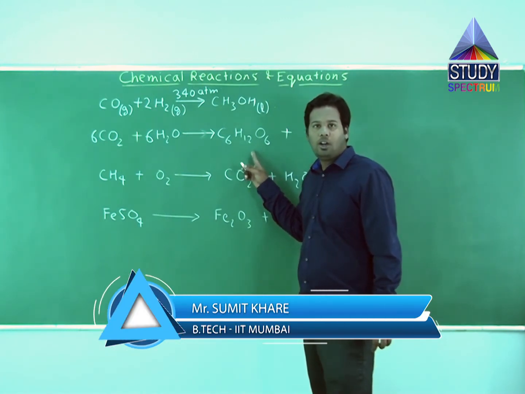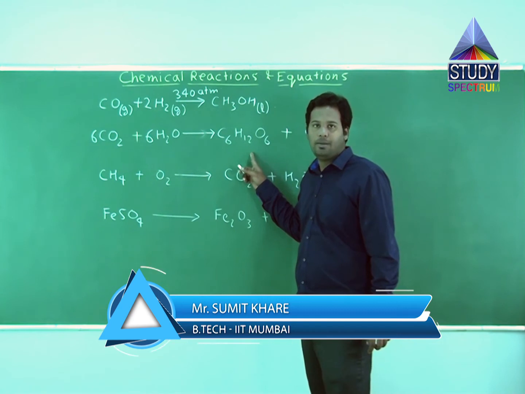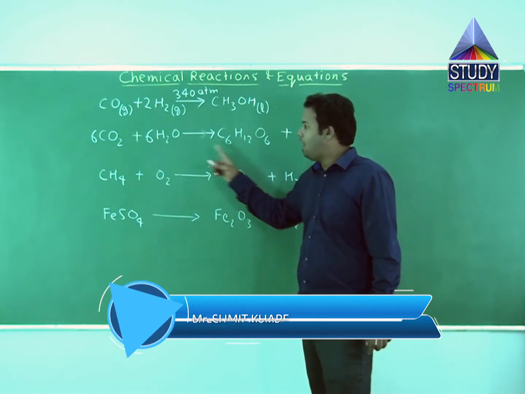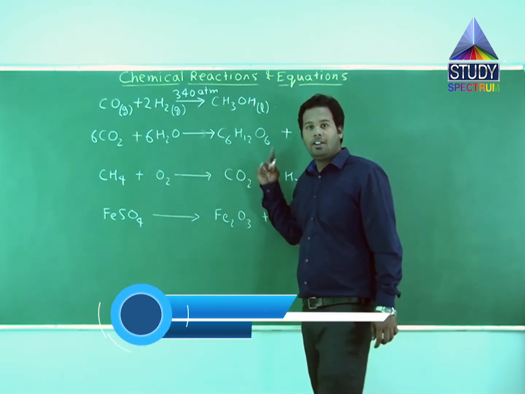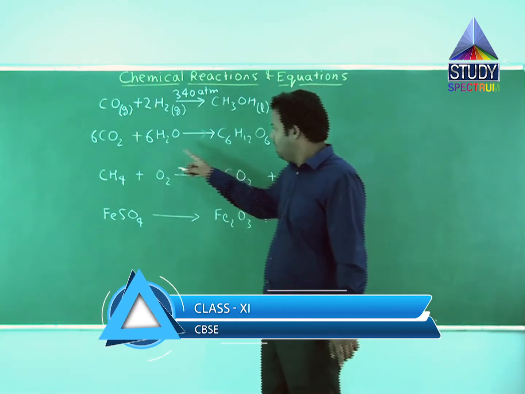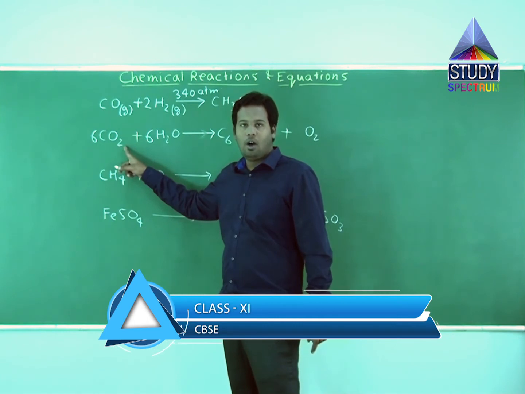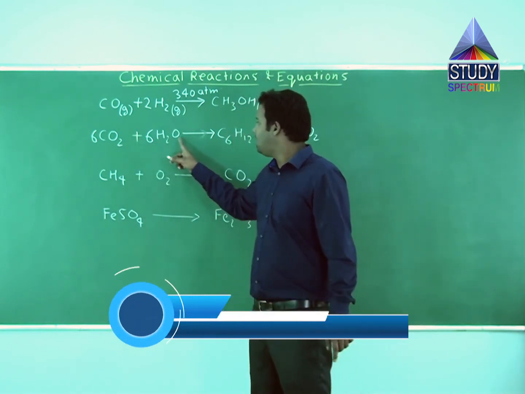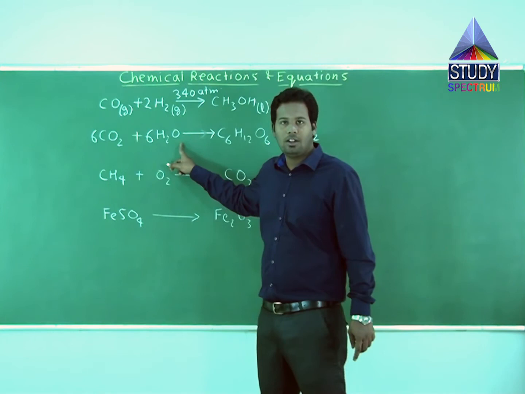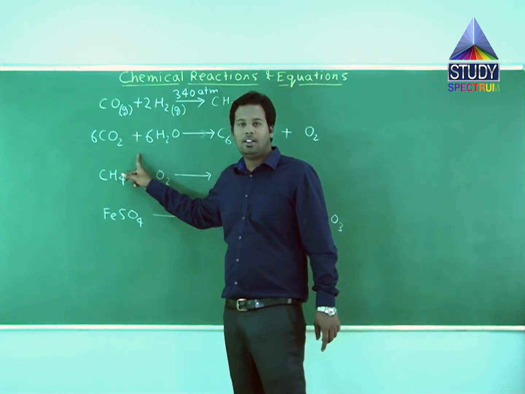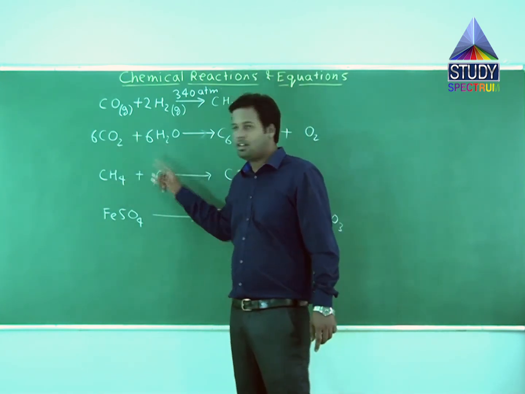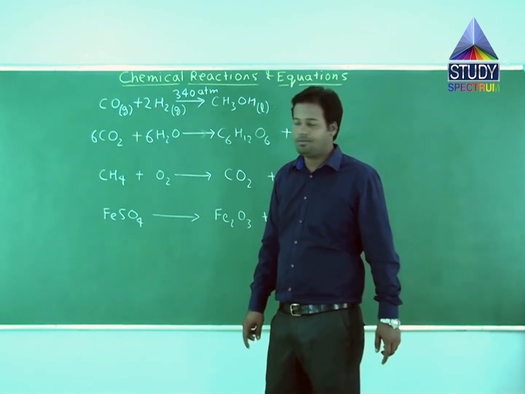The product side also contains 12 hydrogen atoms, right? So it means hydrogen is also balanced now. Now let us come to the oxygen atoms again. The first reactant contains 6 into 2, that is 12 oxygen atoms. The second reactant contains 6 into 1, that is 6 oxygen atoms. So in total, LHS contains 12 plus 6, that is 18 oxygen atoms.